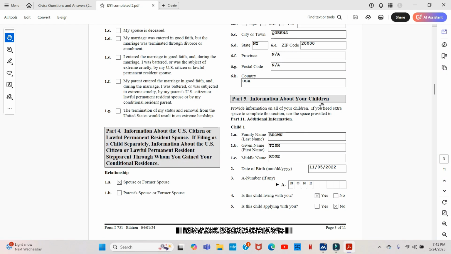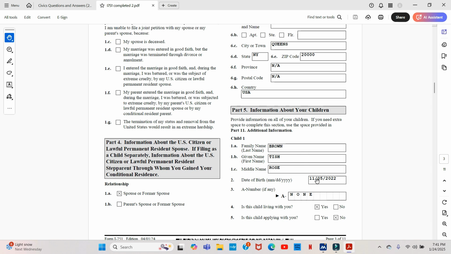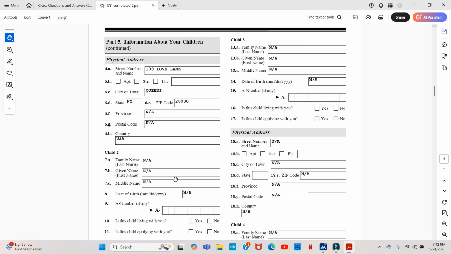Part 5. Information about your children. And this is information about the applicant's children. Provide information on all of your children. If you need extra space to complete this section, use the space provided in Part 11, additional information. The name goes here, date of birth, A number if any. Is this child living with you? Select what's applicable to you. Is this child applying with you? Select what's applicable.